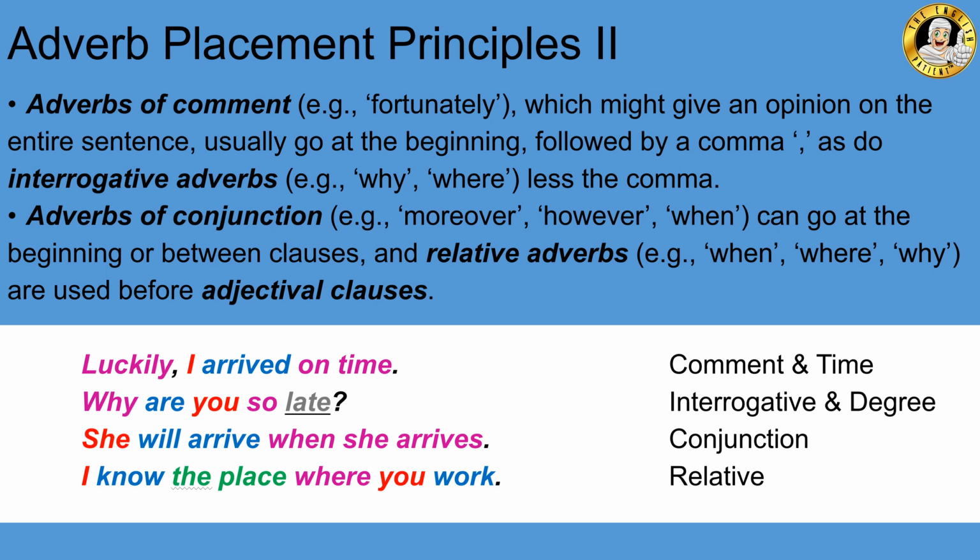Then the last one is a relative adverb before a relative clause. So here, I know the place. So in this place, where you work is describing the place. So this is acting or functioning as an adjectival, meaning it's essentially working as an adjective, even though it's a full clause. This is a relative adverb, actually just describing where that place is. So I know the place where you work, and where you work altogether is functioning as an adjective for the place. So this is a relative clause.